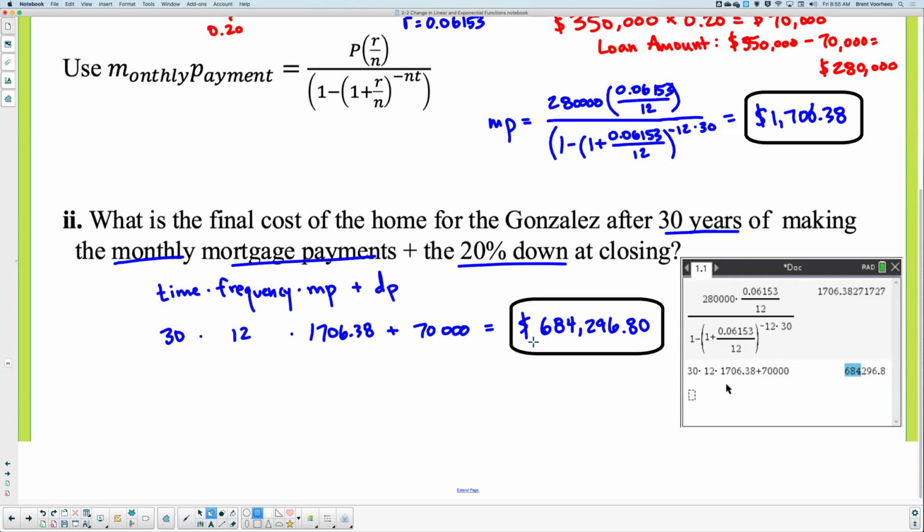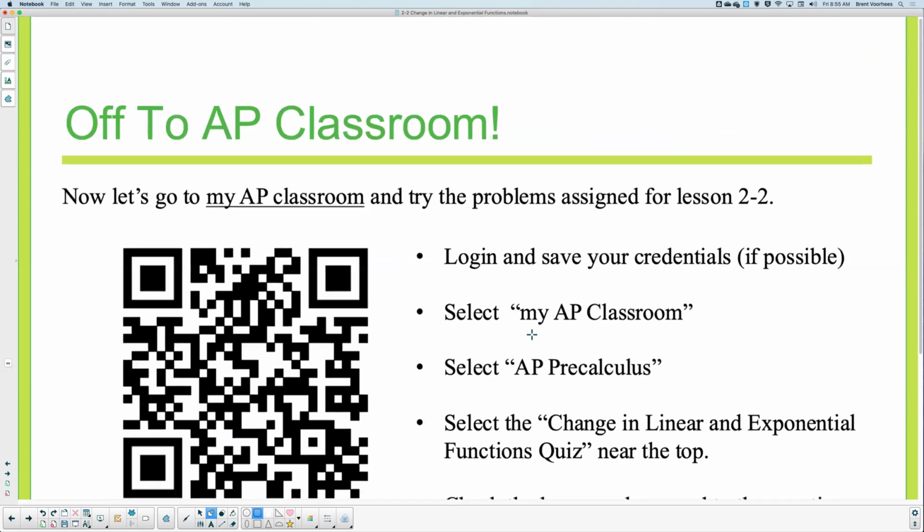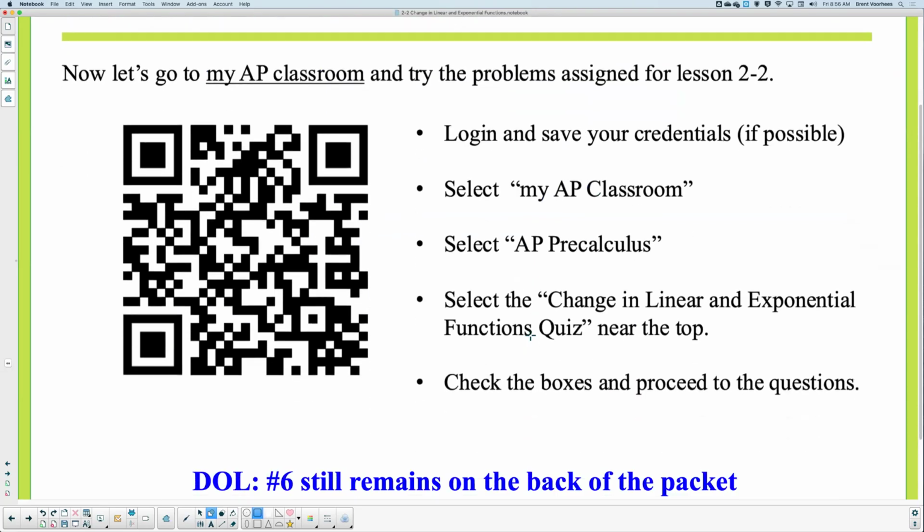So with that, that's a wrap. Go ahead, finish up any of the leftover DOLs you haven't done. Specifically, number 6 is probably one you haven't done yet.